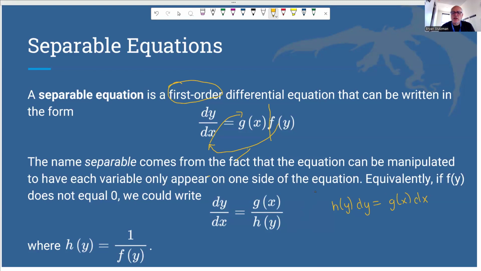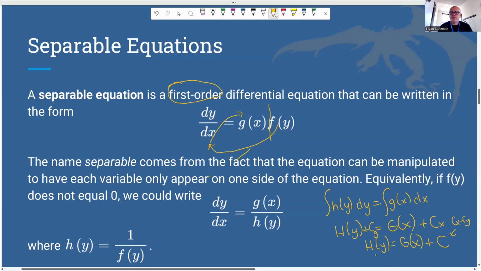And what you notice once we did this is that I can now take the antiderivative of both sides and get whatever the antiderivative of h is, and whatever the antiderivative of g is, and there'll be some arbitrary constants from both sides. Because these constants are arbitrary, I can combine them into a single constant, so H of y equals G of x plus some c. Now, it might be a bit difficult because this is implicit, because y is not by itself. It might be difficult to get y all by itself, but at least we have some relationship that we can calculate.